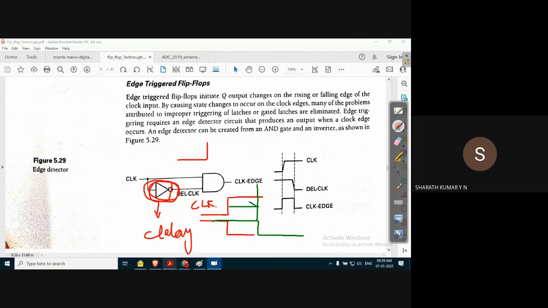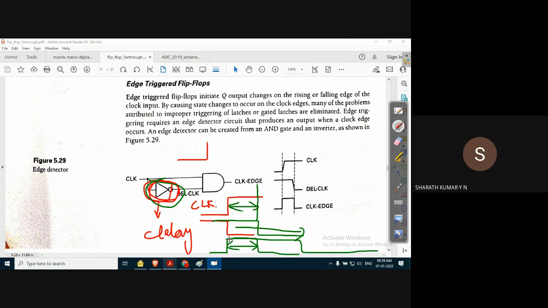For this duration, the output of the AND gate is set to 1. That means we are generating an edge detector circuit where the duration of the output of the AND gate indicates the delay of the inverter. The more the delay, the larger the pulse width of the output of the AND gate.